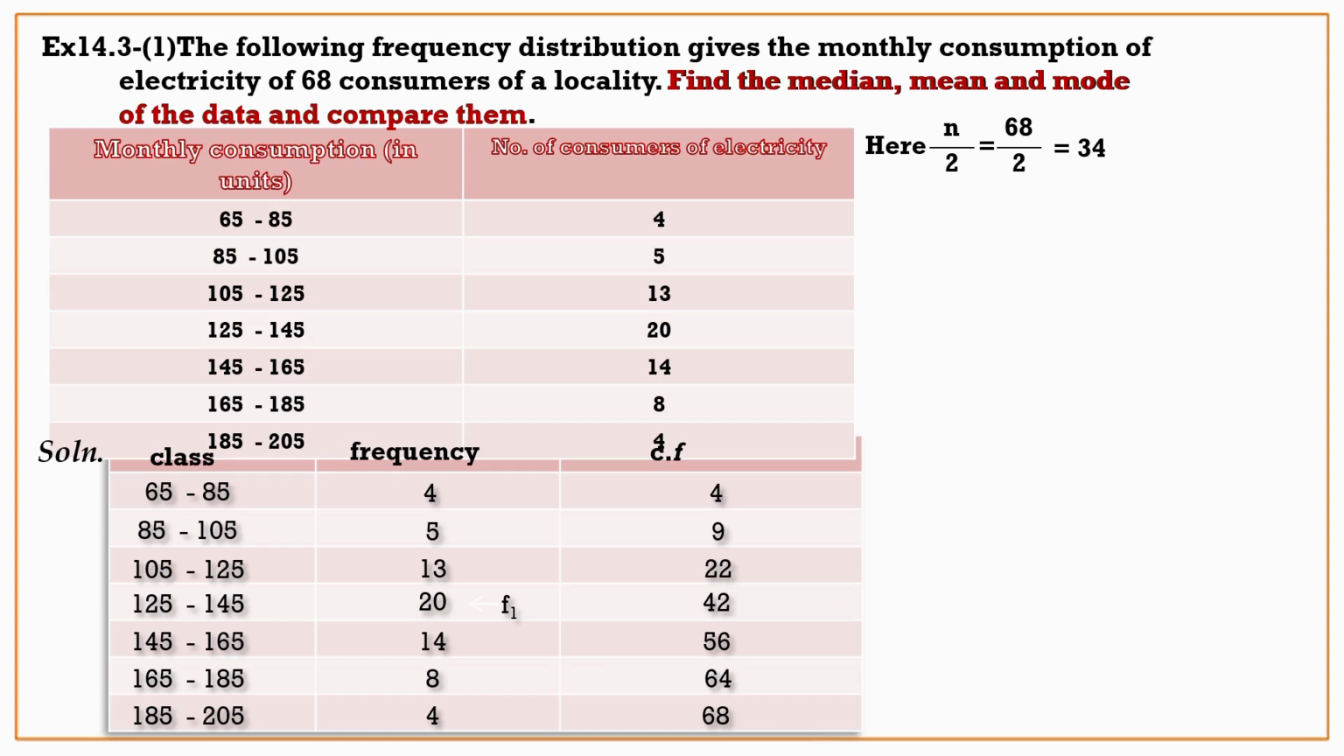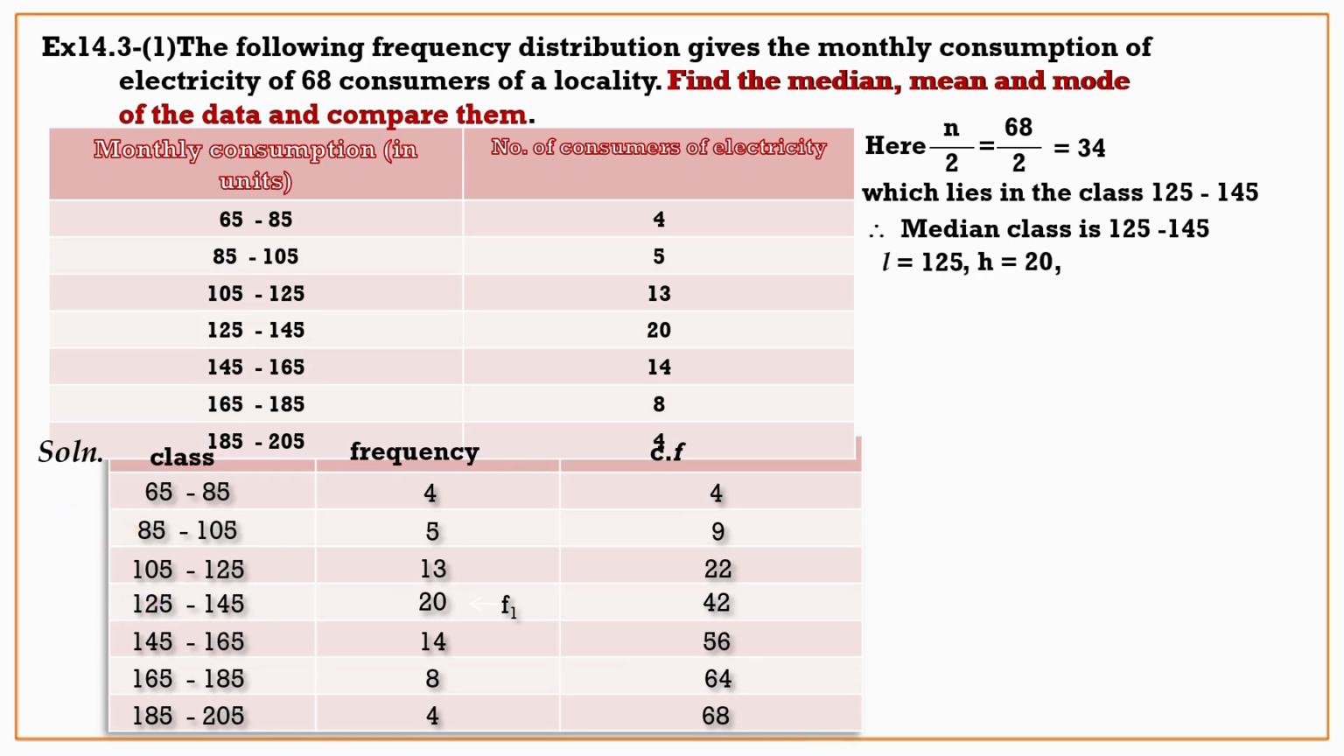Now we have to choose the CF, the cumulative frequency, that should be greater than or equal to n by 2. So if you take a look, 42 is the correct one over here. So the correct row. So the median class will be the corresponding row, that is going to be 125 to 145, and the frequency F will be the corresponding row of the frequency column. Okay, so median class is 125 to 145.